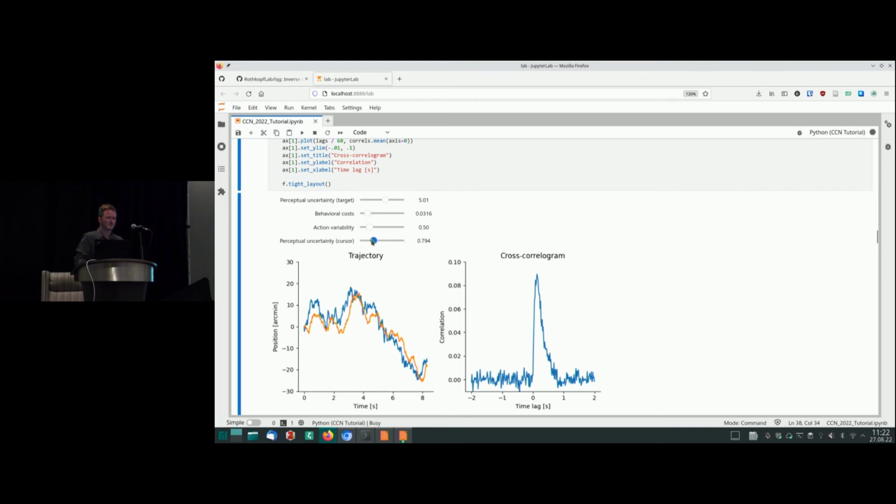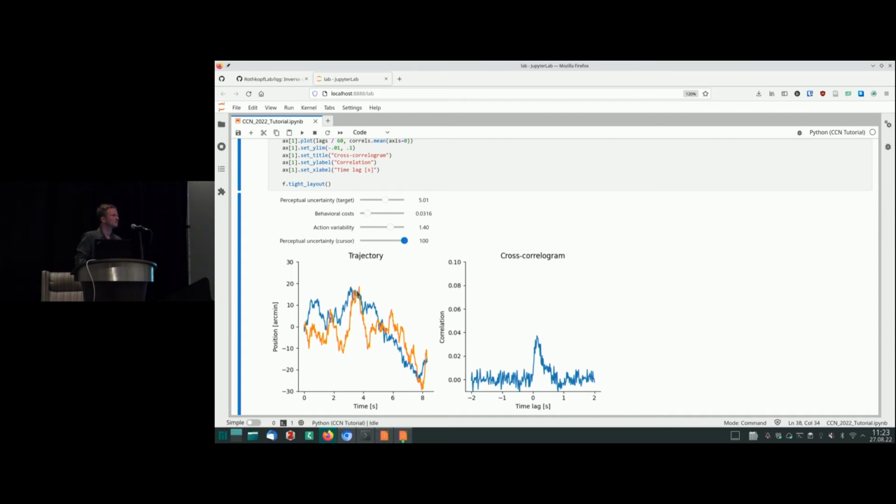And the way this works also depends on the action. It also seems to depend on the action variability. So if you increase the action variability, then increasing the perceptual uncertainty about the cursor seems to have a much larger effect. So again, we have interactions between these parameters that we maybe wouldn't have thought about before.